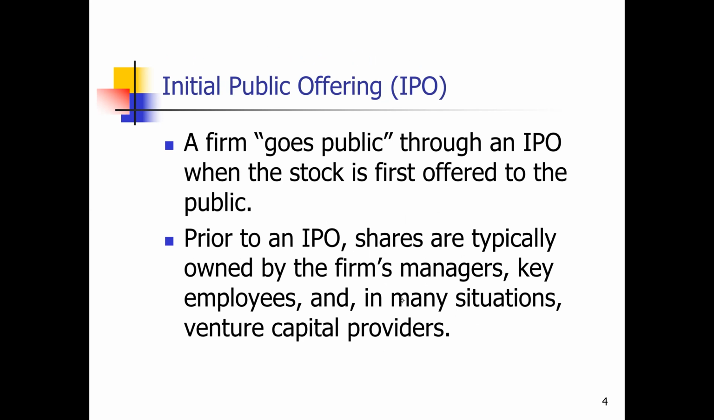A firm goes public through an initial public offering when the stock is first offered. That is known as the first offering, the initial public offering, IPO. Prior to an IPO, shares are typically owned by the firm's managers and key employees, and in many situations venture capital providers. But after this process starts, the public may own those shares, as it is going to trade in the financial markets, in the Colombo Stock Exchange. Just go through this process. It may interest you.